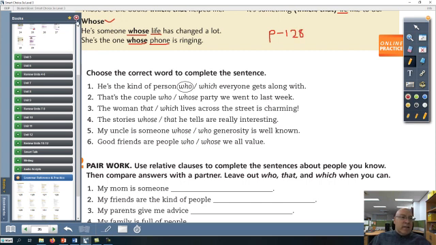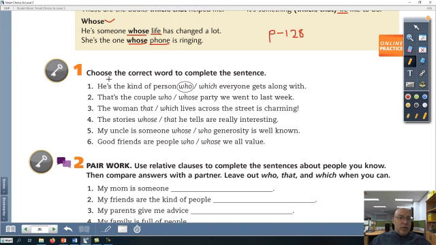Let's look at exercise number 1 here. It says choose the correct word to complete the sentence. Number 1 is already done. It says he's the kind of person who everyone gets along with. Who, of course, because we're talking about a person, so that's our hint there. So that's easy.